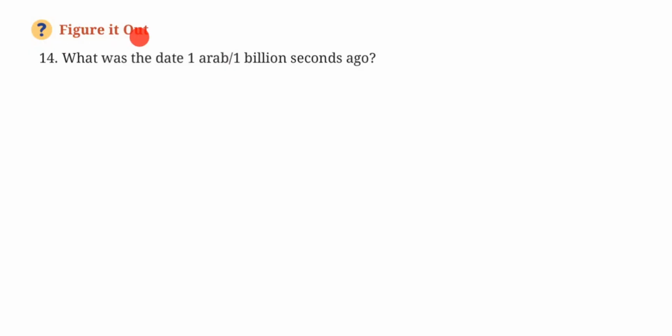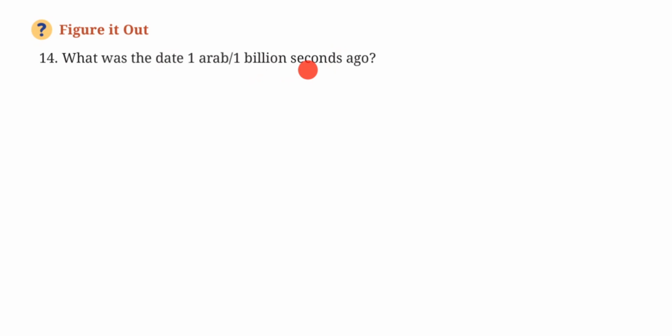This is based on your syllabus and this is the last question of this Figure It Out, and this question is really big. So the question is, what is the date 1 Arab or 1 billion seconds ago? So we have to find the date. Date means like September or whichever month along with the year. So we have to go 1 billion seconds ago and then we have to find out.